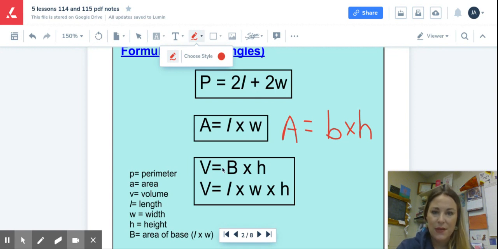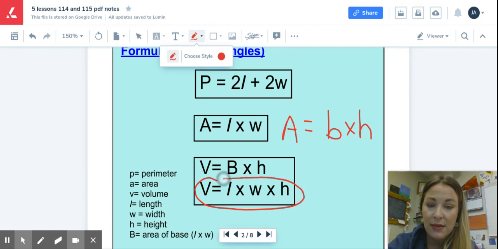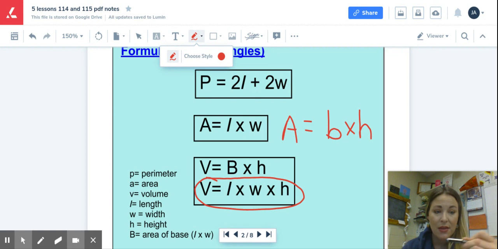See, this gets a little confusing for me. This capital B doesn't mean volume equals base times height. This capital B stands for the area of the base. So I'm going to be honest, this one, the second one here, is the one I've always gone with my whole life. Volume is equal to length times width times height. We're multiplying 3 dimensions, the length, the width, and the height, because we're filling a whole space. Like you can fill the volume of this classroom with air, right? So length times width times height.